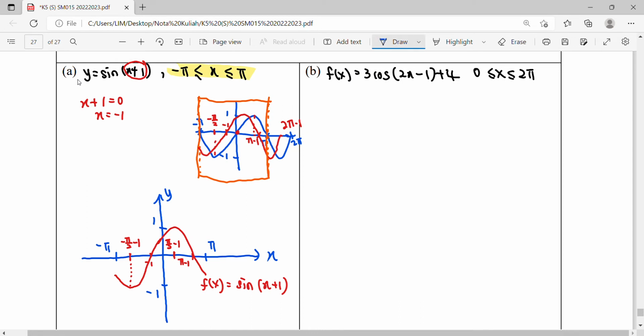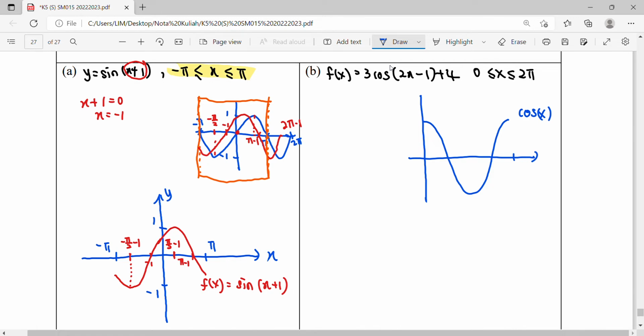Now we're going to draw our function of 3 cos(2x − 1) + 4. So look at this function. Basically the basic function will be cos. So we were referring to the cos. So this is our base cos x basic graph.